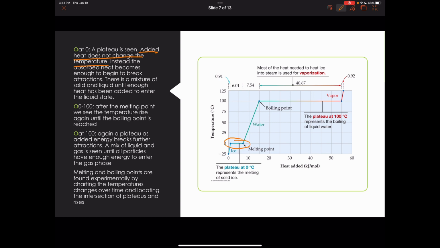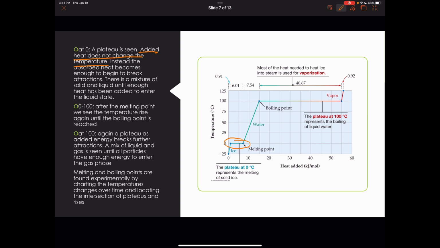Now, we continue to add heat, and it's going to remain at that plateau until we reach enough heat to break our forces and enter the next phase. So that's what we're seeing here. We've got this plateau, we've added heat, we're still at 0 Celsius, the temperature hasn't changed. Once we've added enough heat to break our attractions, we're going to see that temperature rise again.